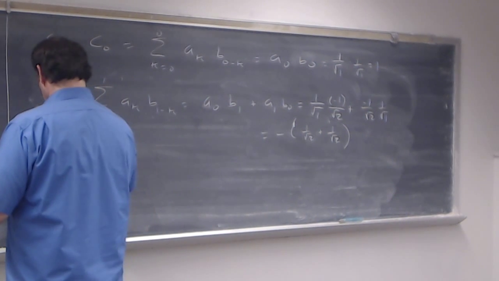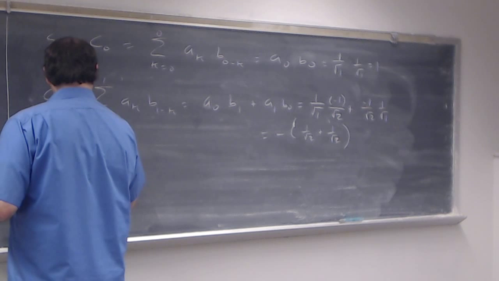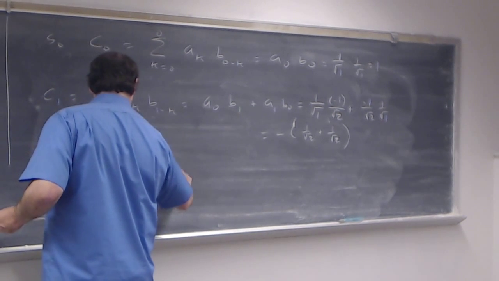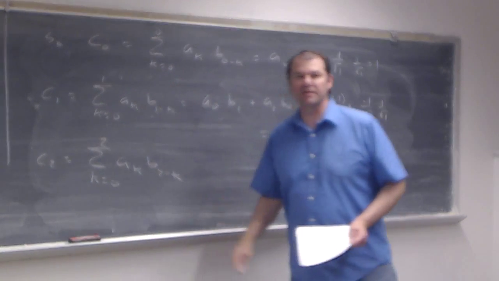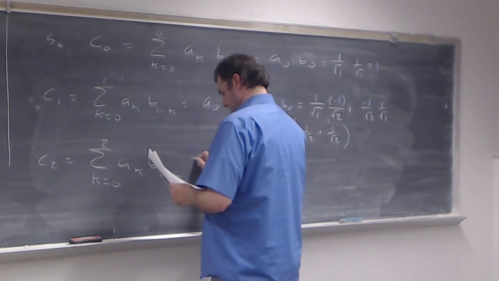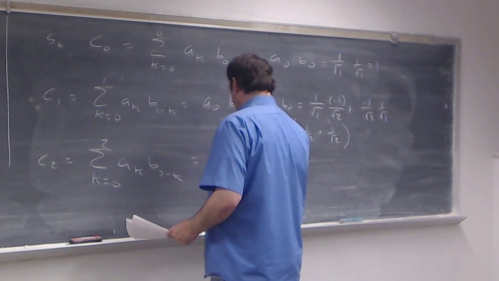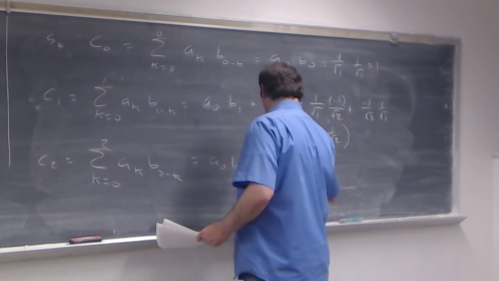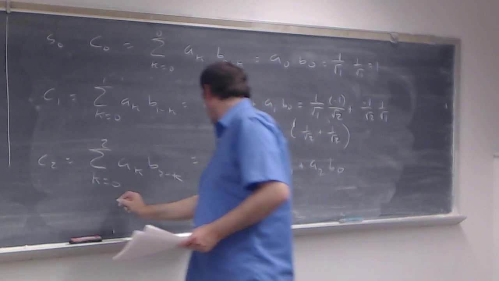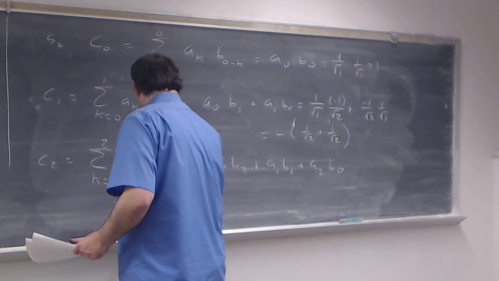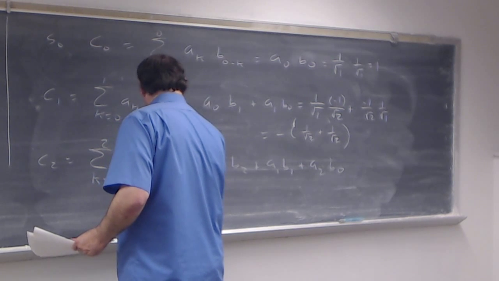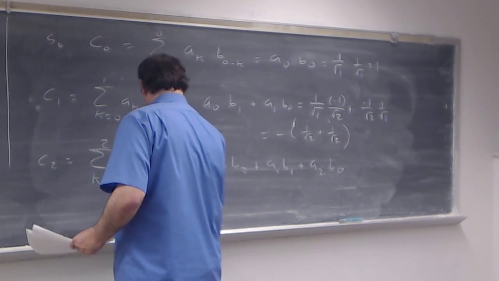c sub 2 is going to be equal to the sum as k runs from 0 to 2 of a sub k, b sub 2 minus k. What I'm trying to do here is get some experience of computing these c's. And so that's equal to a sub 0, b sub 2 plus a sub 1, b sub 1 plus a sub 2, b sub 0, which is going to be equal to 1 over the square root of 1 times, this is going to be 1 over the square root of, I think, 3.